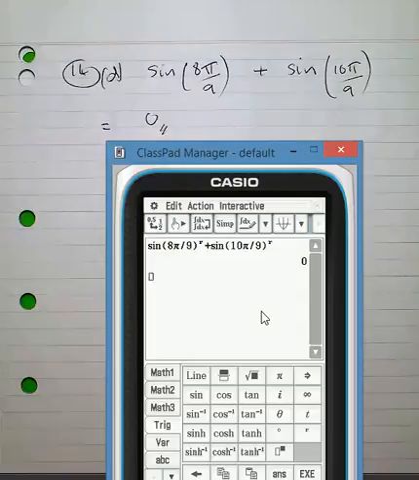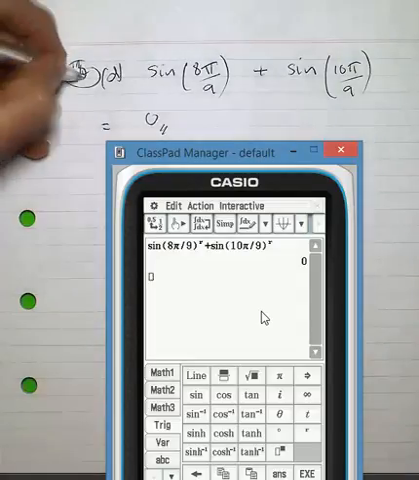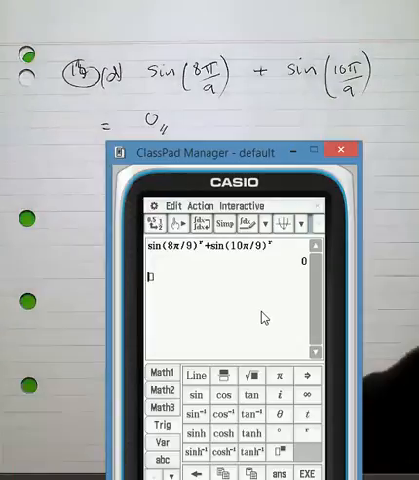Now please notice we don't have exact values for that particular problem in 13D, so we had to resort to using the calculator.